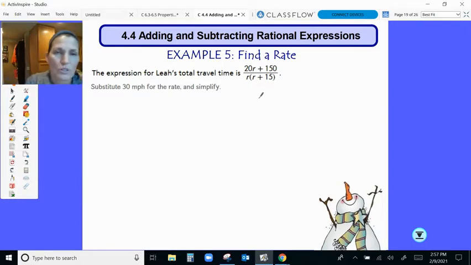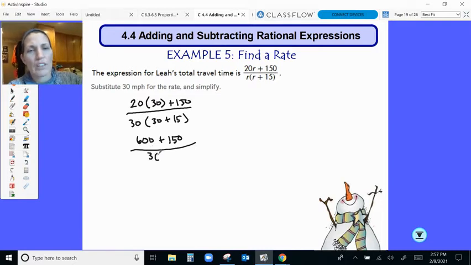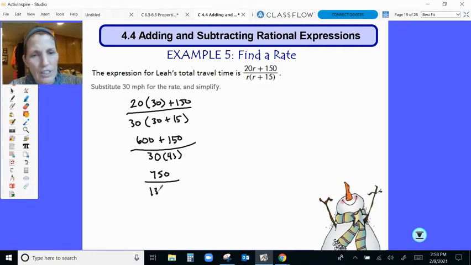So to find out what the actual time was, I'm gonna put 30 miles per hour in there. So I'm gonna take my 20 times 30 plus 150 divided by my 30 times 30 plus 15. And we'll simplify that, okay? So you have 600 plus 150 divided by 30 times 45. That'll give us our 750 divided by, what is 30 times 45? That is 1350. And then 750 divided by 1350 is gonna give us about 0.55.